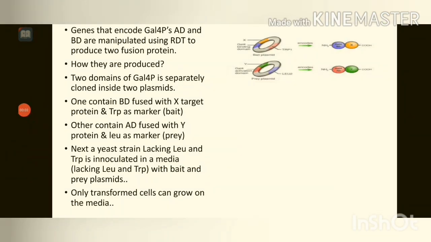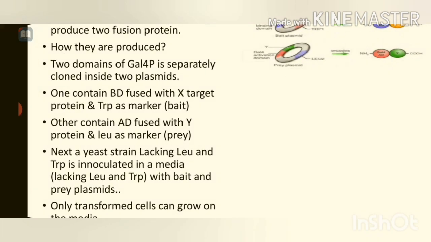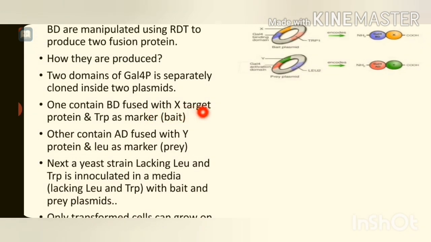Next, genes that encode the GAL4 protein's activation domain and DNA binding domain are manipulated using recombinant DNA technology to produce 2 fusion proteins. We all know that DNA or genes are manipulated through recombinant DNA technology. Now the question arises, how are these fusion proteins produced? The 2 domains of the GAL4 protein are separately cloned inside 2 plasmids. One plasmid contains the DNA binding domain with the X target protein.